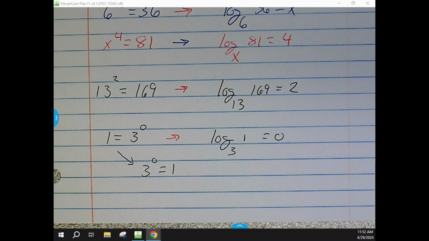Okay, everybody okay with that so far? Nothing hard on that one, right? Just put the word log in, the base stays on the bottom, and then you just switch your other two numbers that you got there.